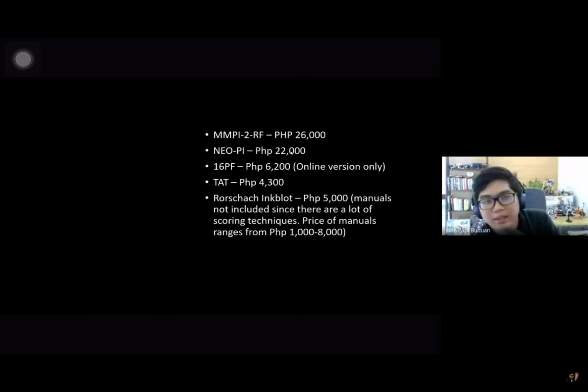TET is quite mura lang siya, 4,300. Rorschach ink blot is 5,000. Manuals not included. Yung manuals, it can range from 1,000 to 8,000. And there are a lot of manuals kasi there are a lot of ways to score Rorschach. So, yan nakita sa Amazon nasa 8,000. Diba? So, it's not cheap. And the paper that we will produce in the psych report is not cheap. It's a product of our labor, our expertise, and all the instruments that we use.